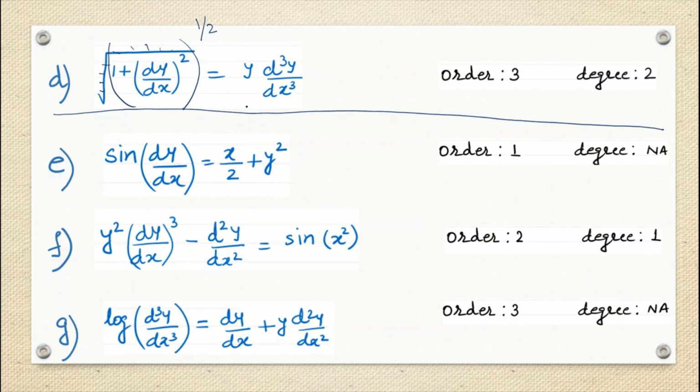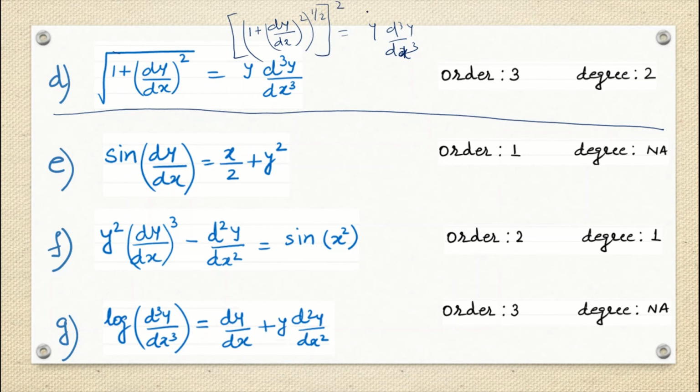Okay, so how will we rewrite this question? I'm just going to rewrite this question with integral power. It will be 1 plus dy by dx whole square, this whole power 1 by 2, exactly correct, and the right hand side is y d3y by dx cube. Now what I'll do is square both sides, left hand side and right hand side. So what will happen?